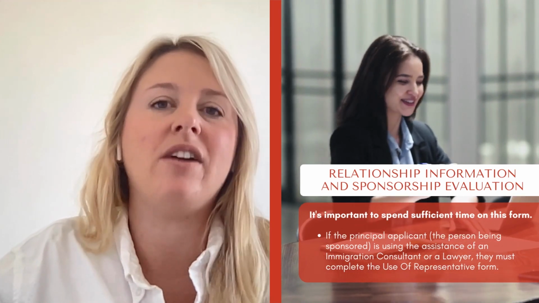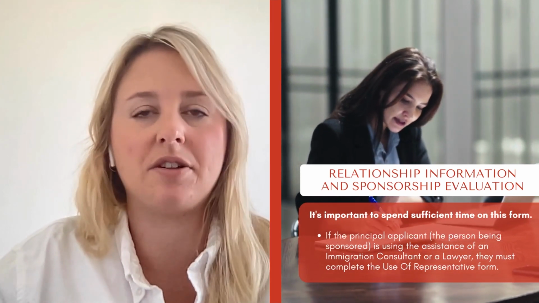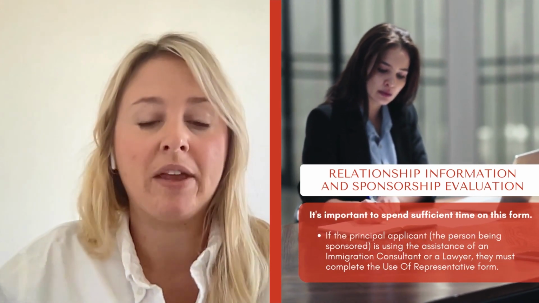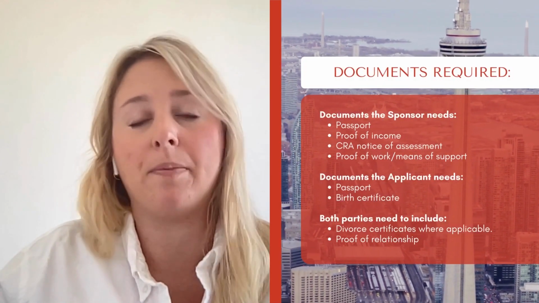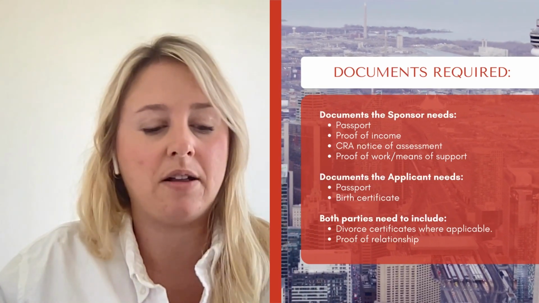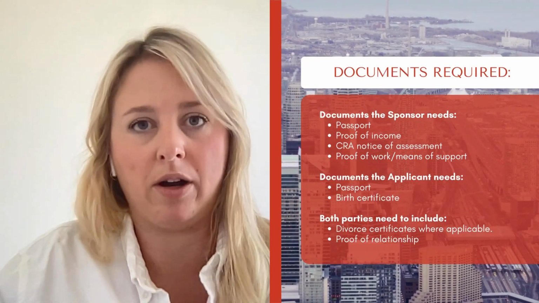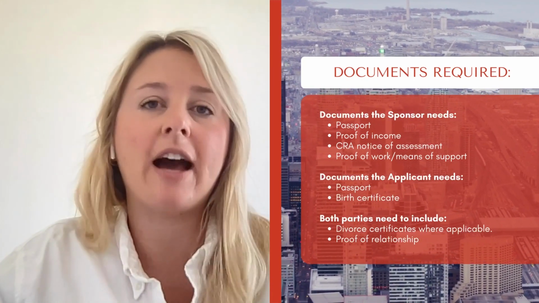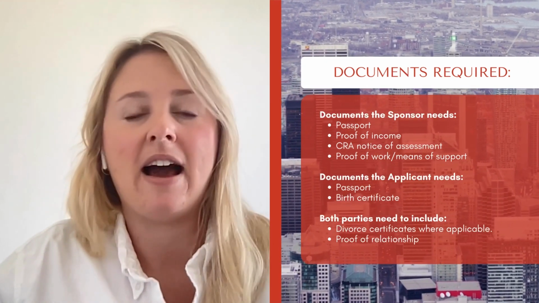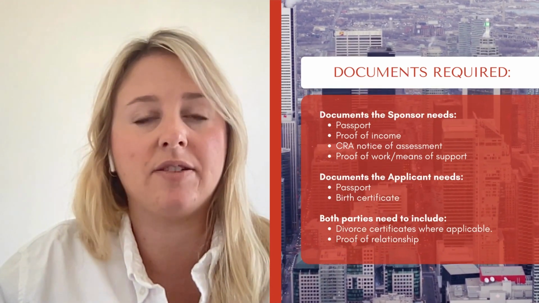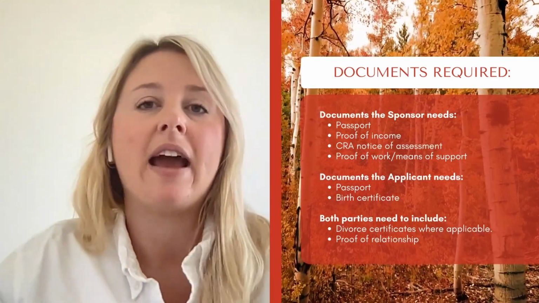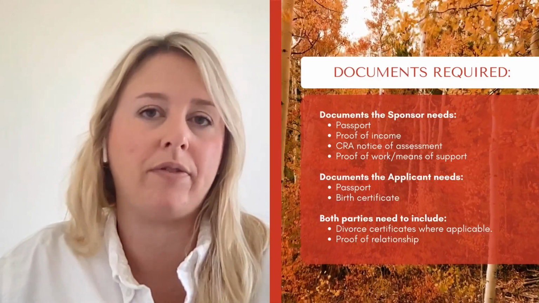And then what you'll do from there is go through the document checklist just to run through the documents that are needed for your specific application. So, as the sponsor, you'll always need your passport, proof of income, and your CRA notice of assessment, as well as your proof of what you're doing for work or your other means of support. The applicant's documents are then their passport and birth certificates, as well as, remember, any divorce certificates for either applicant, so whether sponsor or applicant, need to be included. And then the rest of the documentation is proof of your relationship.